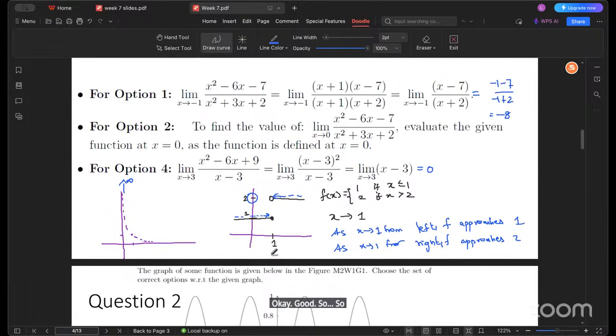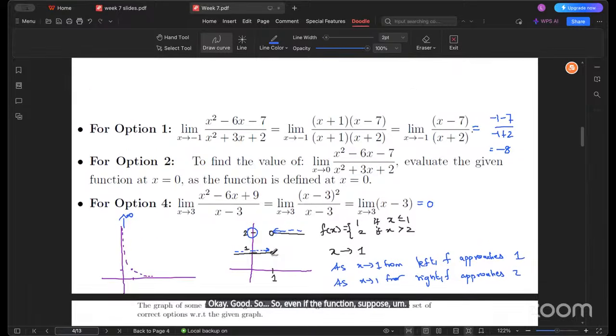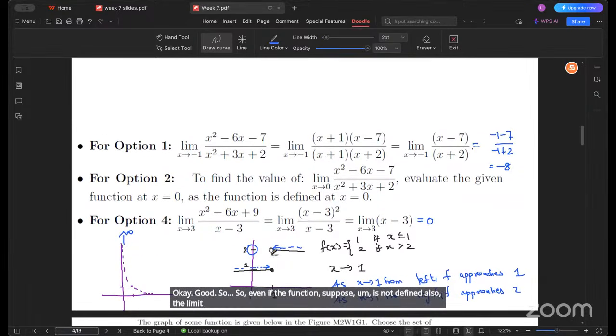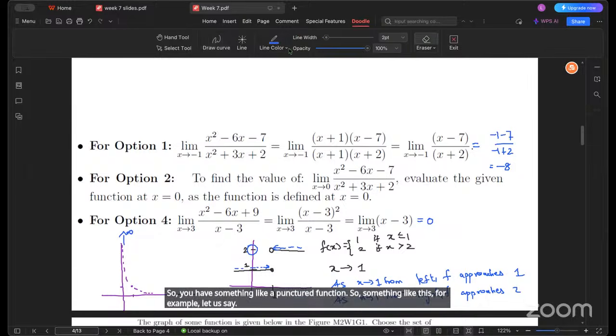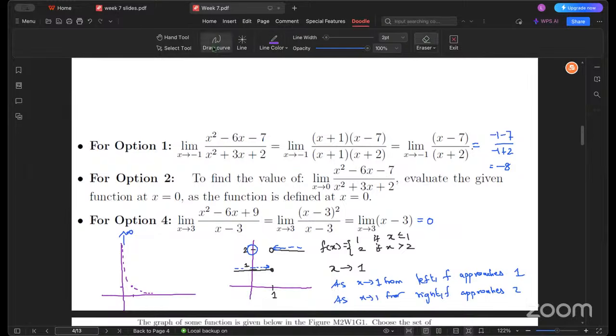So even if the function, suppose, is not defined, the limit can still exist. The value of the function, whether it is defined or not, is different from whether the function's limit exists or not. So these two are different, so that you should be able to understand. For example, suppose you have something like a punctured function. Something like this, for example. Okay, some function.